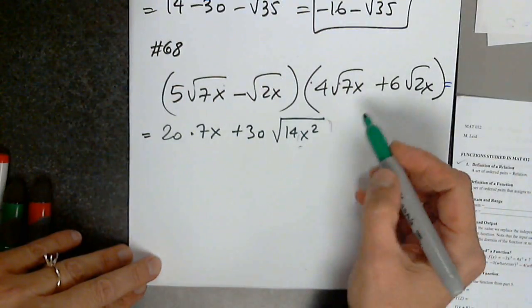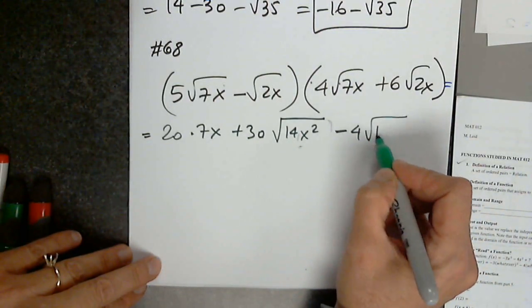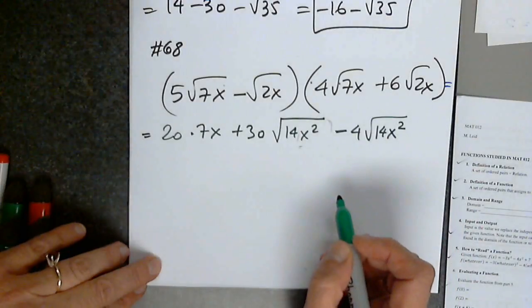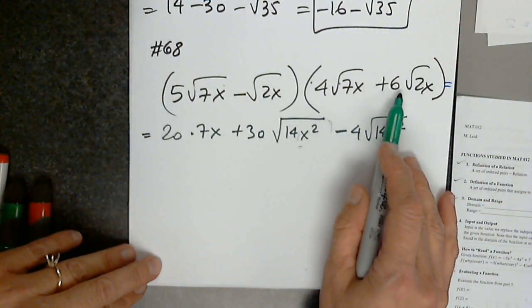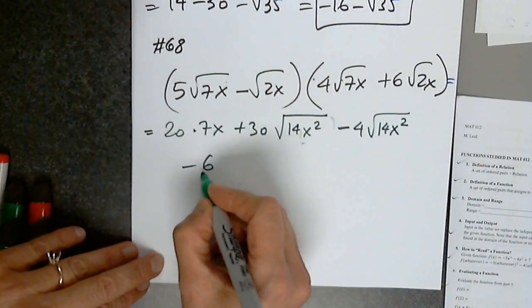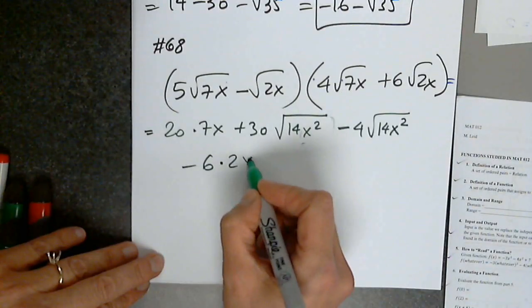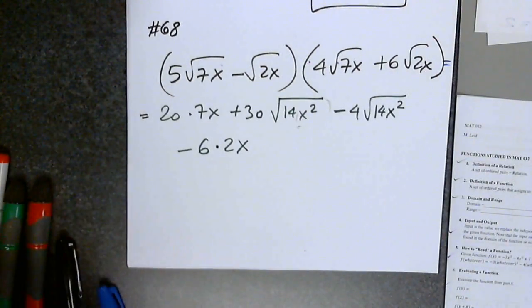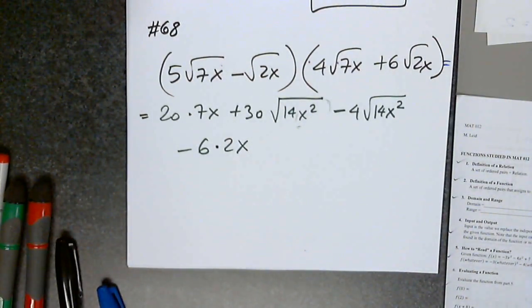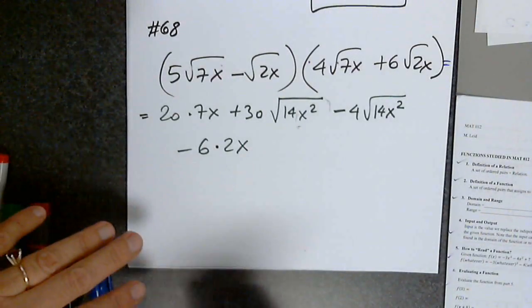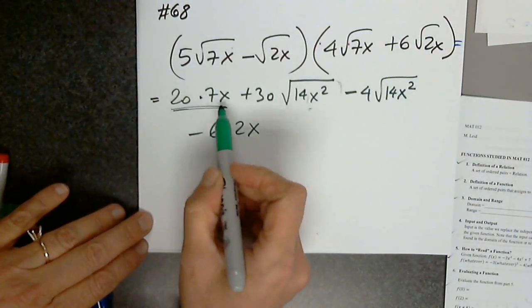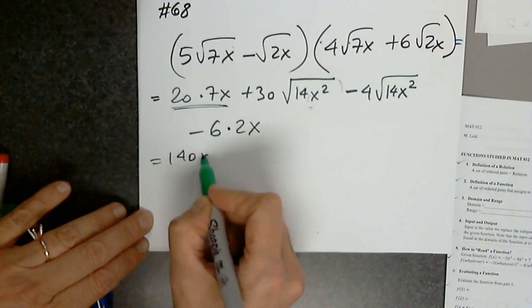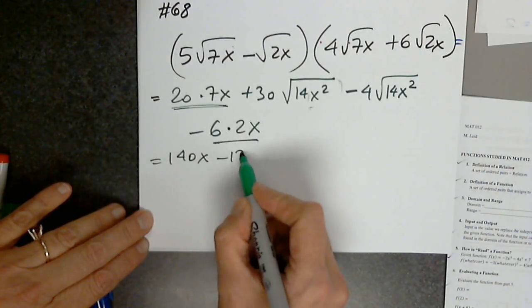Then this times this, which will be negative 4 the square root of 14x squared. And then I know that negative 1 times 6, so this will be negative 6 multiplied by 2x. Under the condition that everything is positive. Otherwise, I have to use absolute value. Okay, now this is 140x, and this is negative 12x.